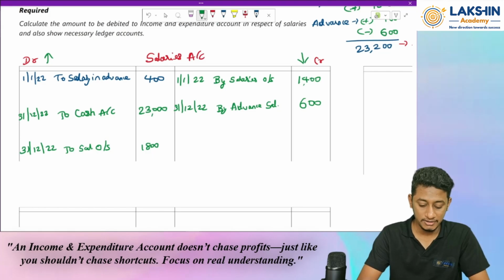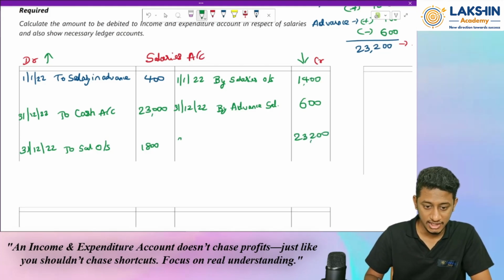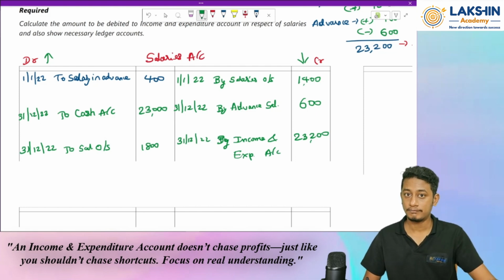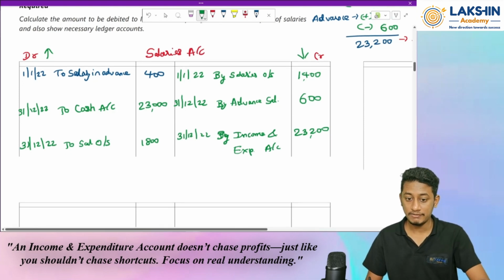Now try to find the balancing figure if it is there. So 400 plus 23,000 plus 1,800 minus 1,400 minus 600. That would be how much? 23,200. This is the amount that will go to, sorry, by income and expenditure account. Clear with this? How to pass the entry?